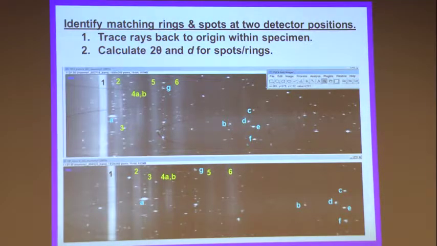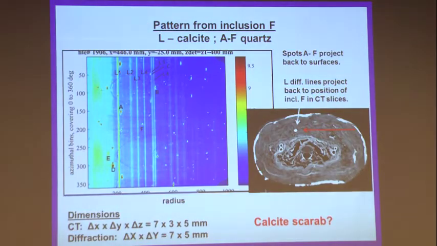So here are 2 patterns, and in order to do the ray tracing, this is at detector distance 1 and detector distance 2, we have to find the same feature in both. We take the radial position, and that allows us to get back to the Z position, how far along the beam that particular feature is. Once we know that, we can work out what 2 theta is, and hence the D spacing. So this just shows features that we traced back. Individual spots, which turn out to be dirt on the outside of the mummy, and these lines, from the texture, I can tell you that they're from bone, and a long bone in this particular position.